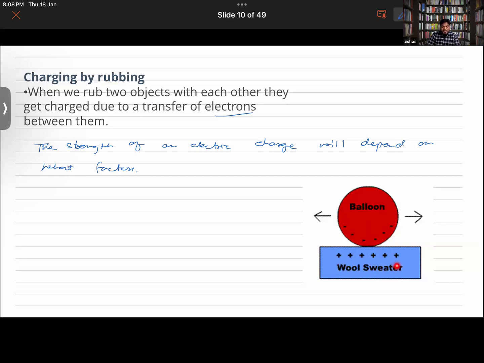Think about on what factors the amount of charge developing on these bodies will depend. Someone said distance between the object and the charge. But the charges are developing on the body because of rubbing, so there's no question of distance. We have to keep them in contact. Later on, you will study other means by which charge can be introduced into another body from a distance; we will discuss that later.